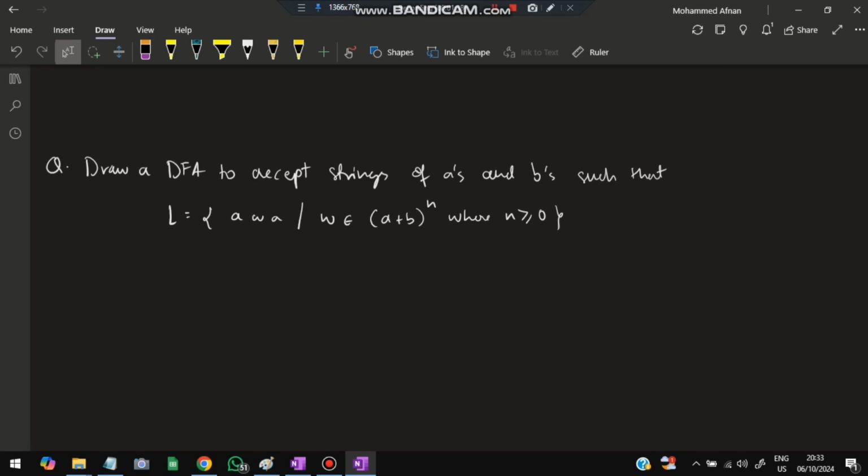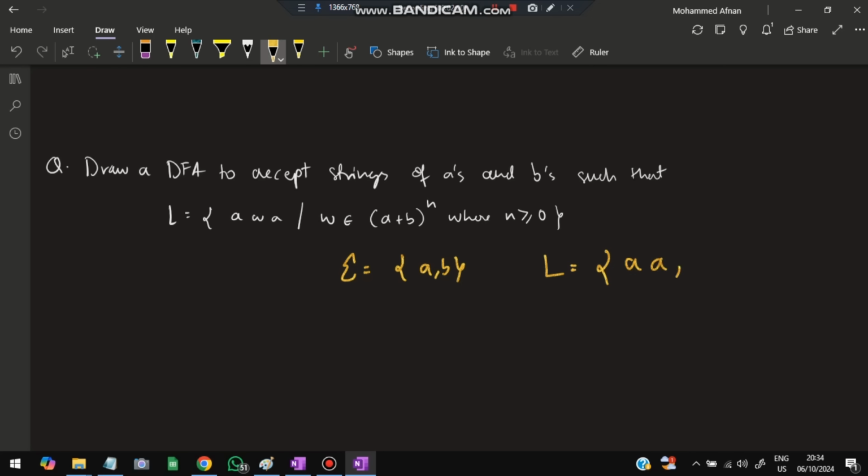So what is the least string we have? So first the language, the alphabets are A and B. Okay, and the language which we have is, see, n is given as greater than or equal to 0. So n can be 0 also. If n is 0, both A and B will not be considered, and W will be empty. If W is empty, the least string will be AA. AA is the least string which can be accepted.